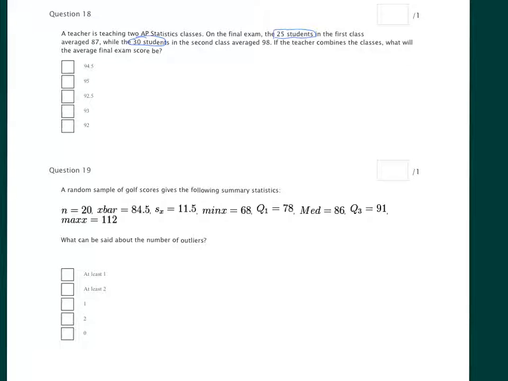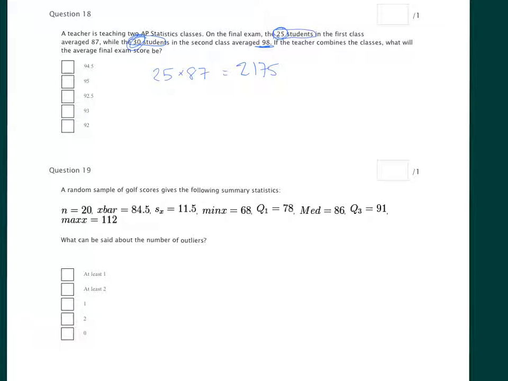So what I'm going to do is assume that all the 25 students got a score of 87. So that would give me my total of 25, meaning how many students there are. Each of them scored 87, so I'm going to multiply by 87. And that's going to give us 2,175.